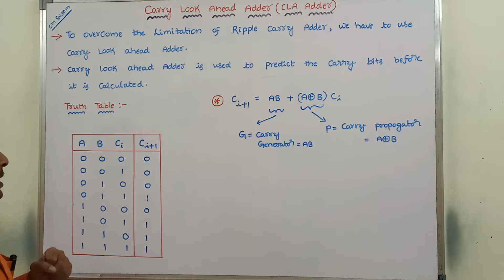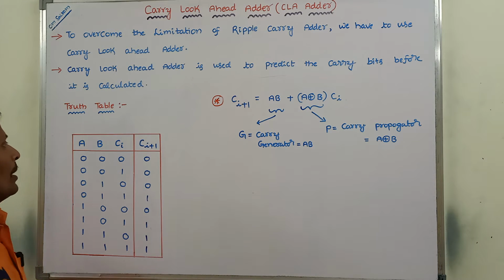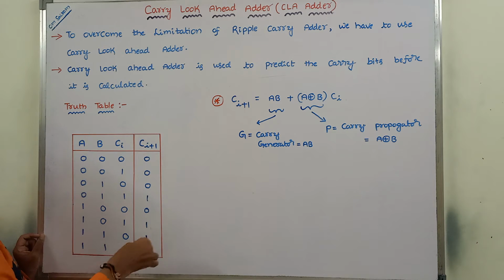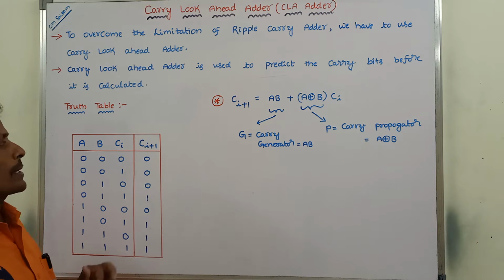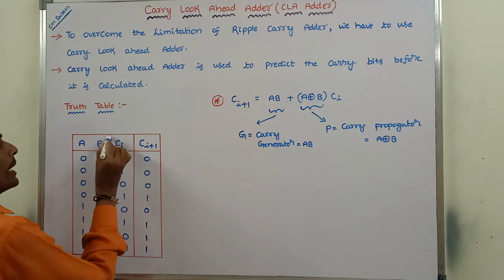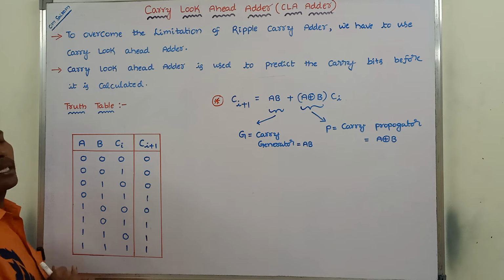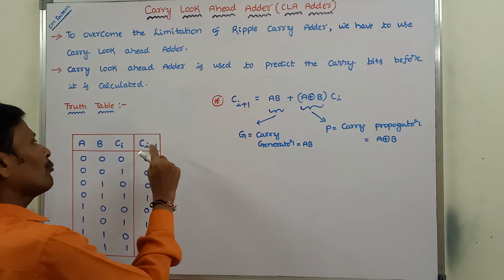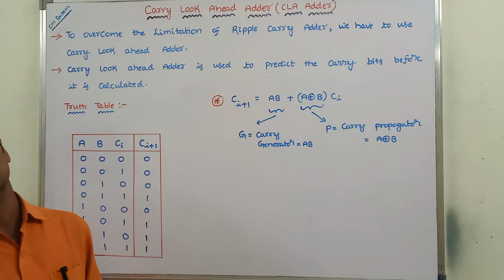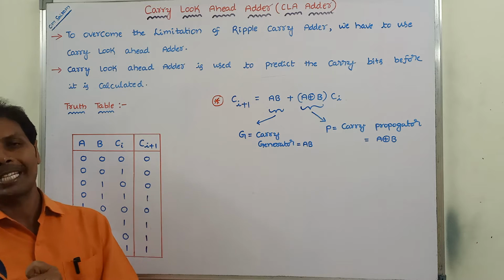Now consider the truth table of the full adder. Here we consider only the carry output. In that truth table there are 3 inputs, A, B, Ci, where Ci is the input carry. A and B are the normal inputs. Only one output is there, that is C suffix I plus 1, the output carry.